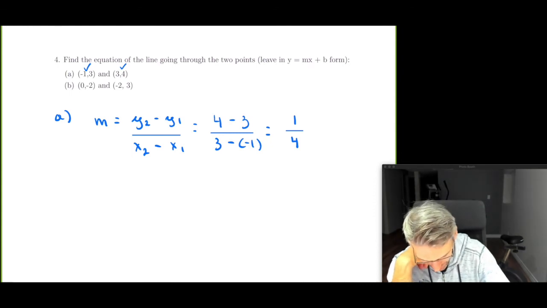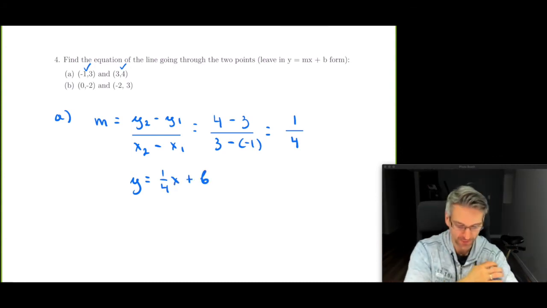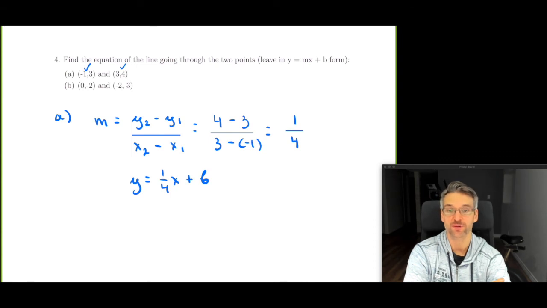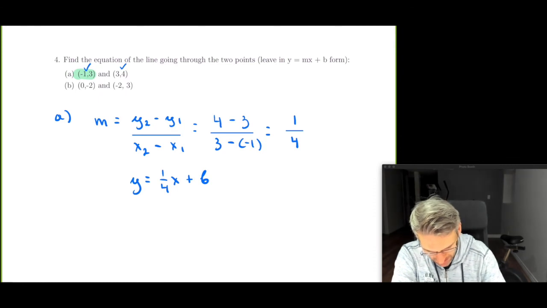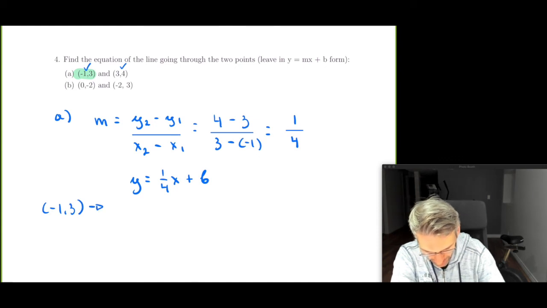So what I have so far is y is equal to 1 over 4x plus b, right? So now I'm going to try to find b. Now, how do we find b? You just pick any of the points, because the line has to run through it, and substitute it. So let's say I'm going to pick point number 1, and I'm going to substitute it. So if I substitute -1, 3 into my line, I will get 3 is equal to 1 over 4 times -1 plus b.